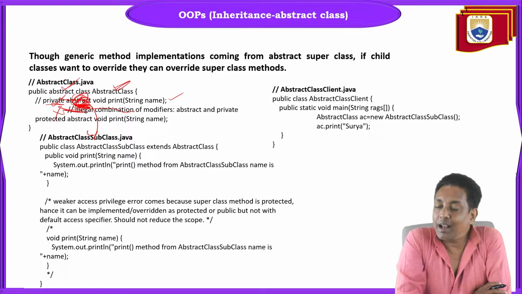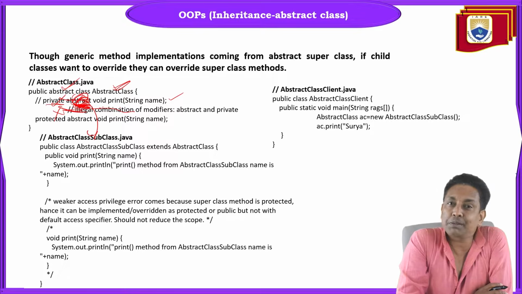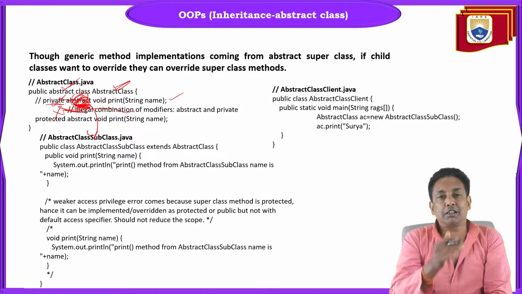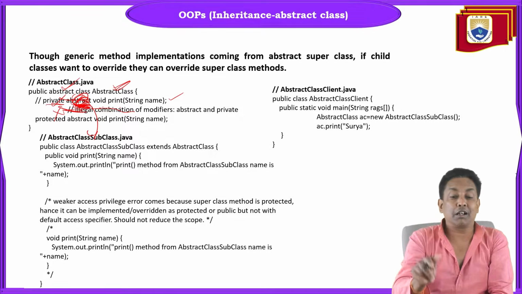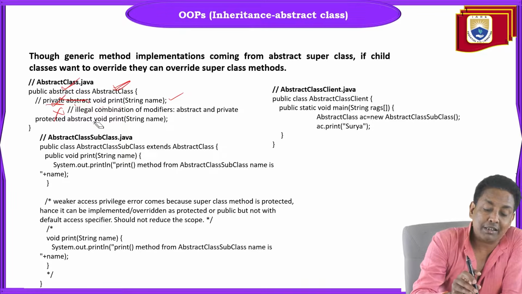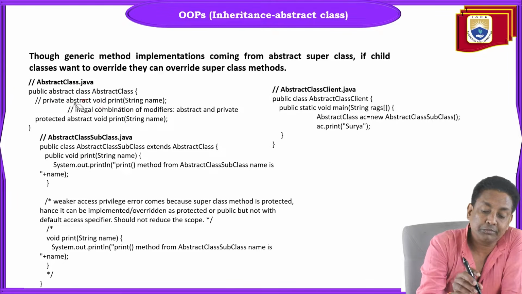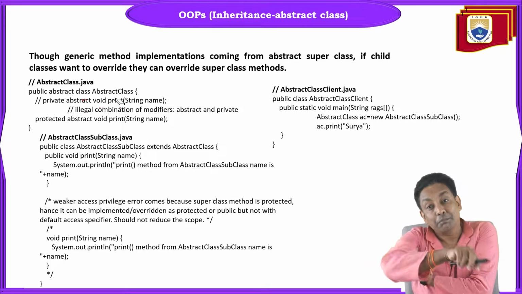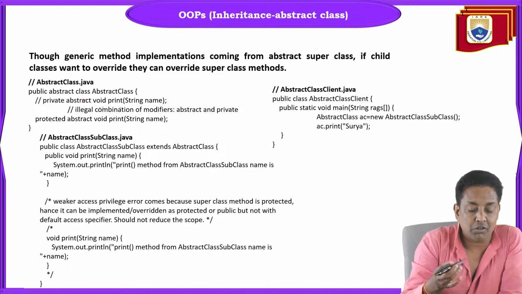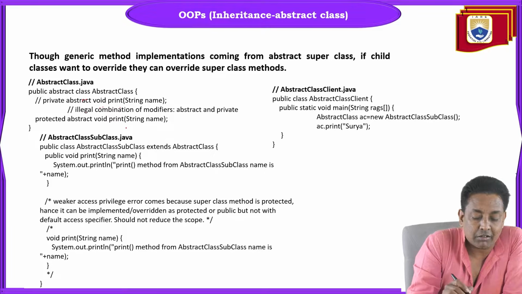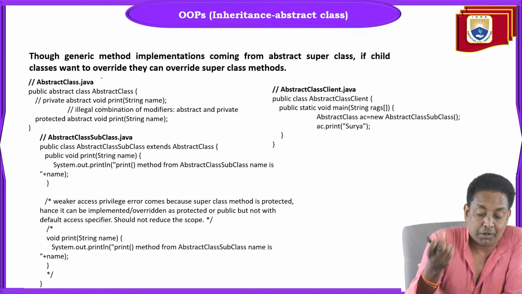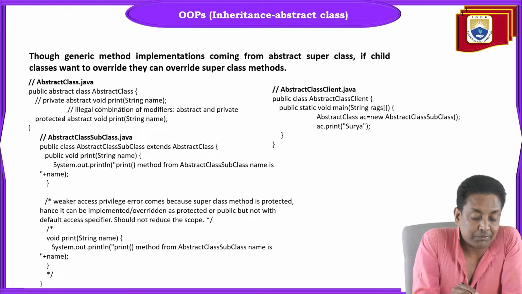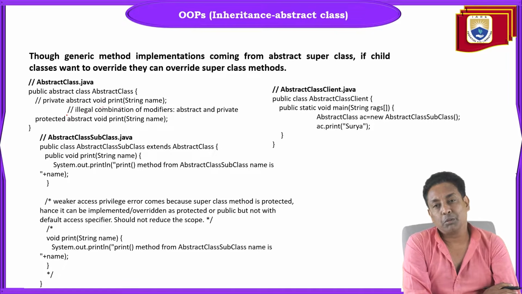Yes. An abstract method should not be declared as private. It can be declared as default, protected, or public, but an abstract method should not be declared as private. It's a wrong combination. Abstract final, private abstract, wrong combinations. So you declare protected. If not private, you may use protected. Can I declare an abstract method as protected? No problem.